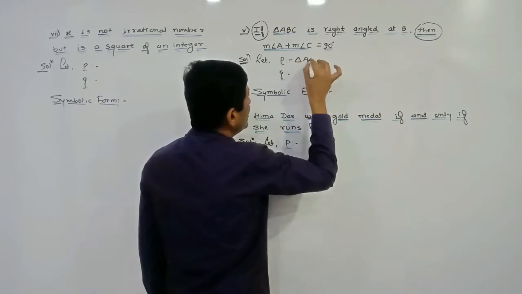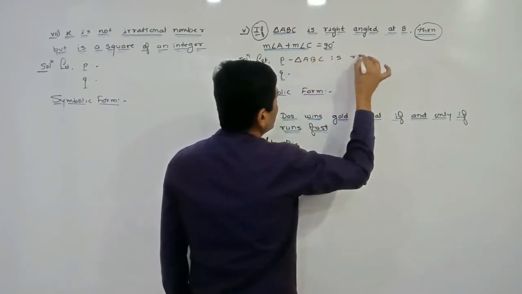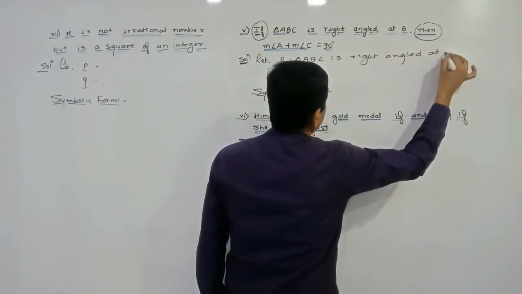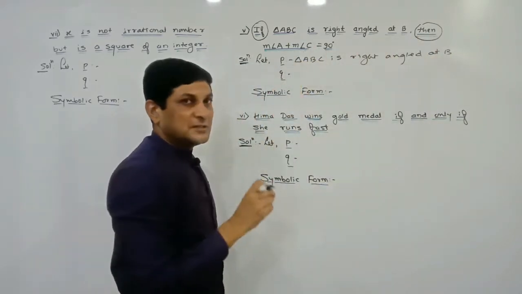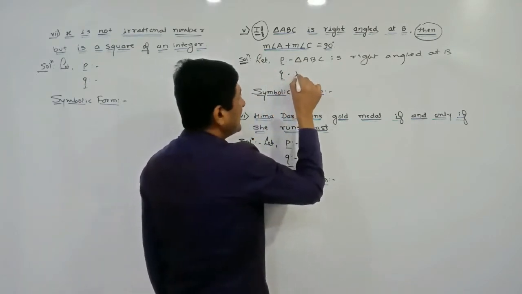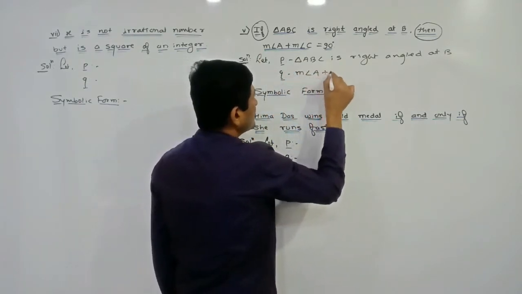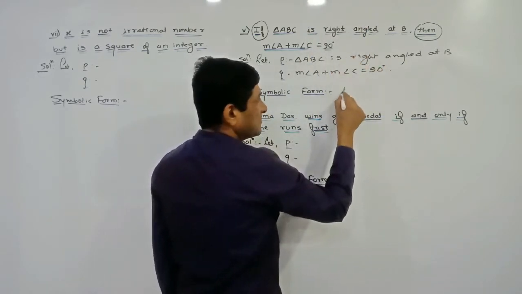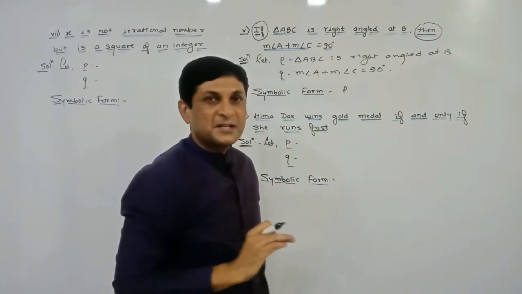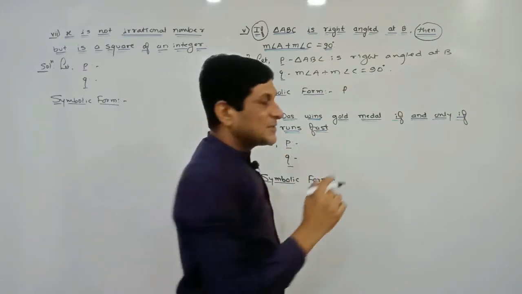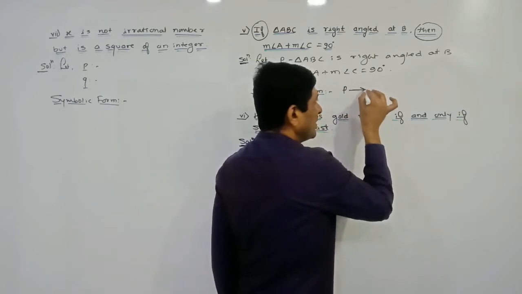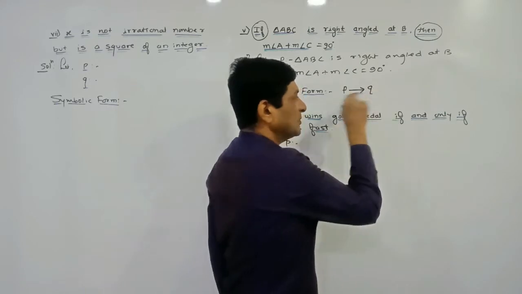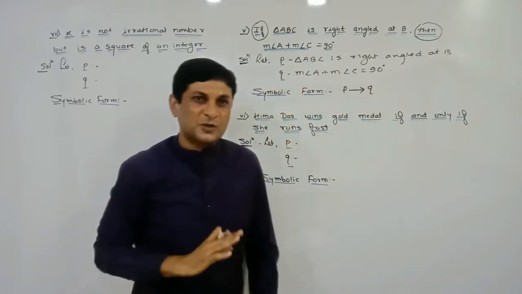So what is the part after if here? Triangle ABC is right angled at B. And the part after then is denoted by Q. So what is the part after then? Measure of angle A plus measure of angle C is equal to 90 degrees. So the first part is P, and since the two parts are connected by if then, which symbolic representation do we use? Implication. And the second part we denote by Q. In this way we have got the symbolic representation of the given statement.